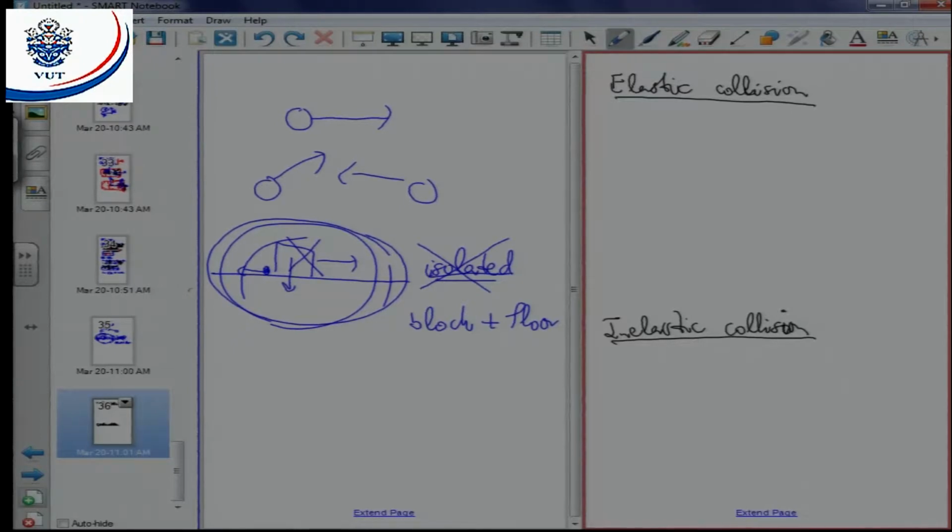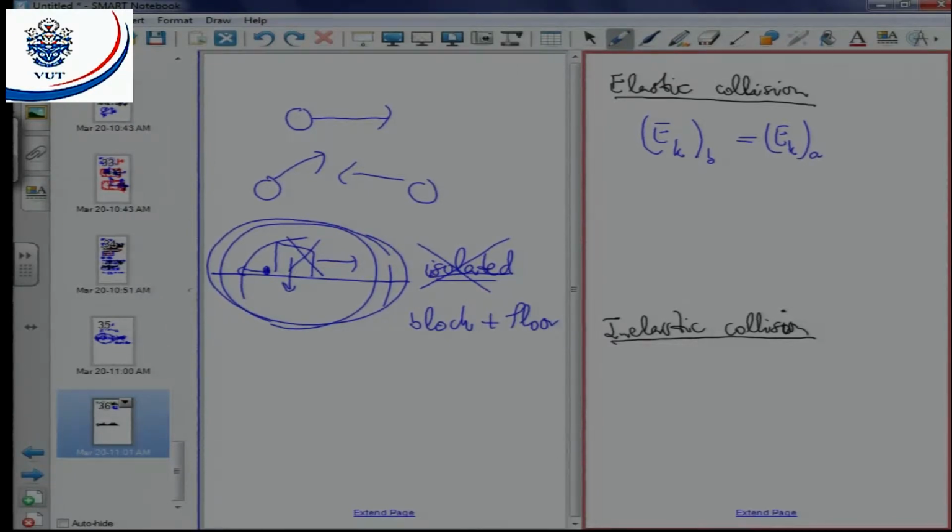Okay, elastic collision, all this means is the following. It means the following two things are true. In an elastic collision, the kinetic energy is conserved. So kinetic energy before equals kinetic energy after.